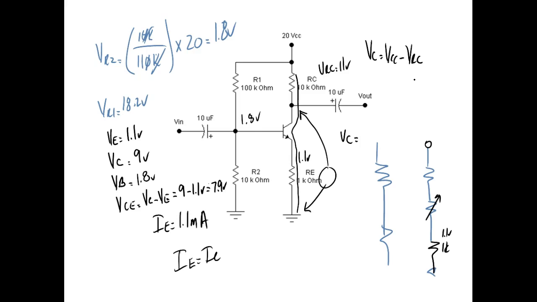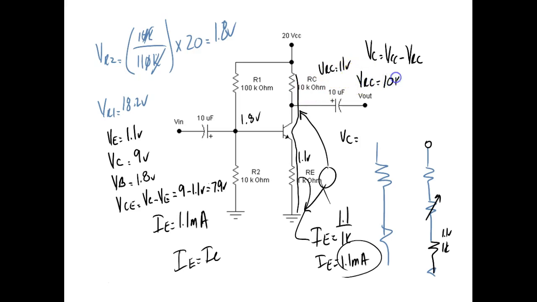We calculated IE. IE was equal to 1.1 volts divided by 1K, so IE would be equal to 1.1 milliamp. Then we say IE and IC are practically equal to each other. So we took the 1.1 milliamp and multiplied it by 10K. VRC would be equal to 10K times 1.1 milliamp, and this gives us 11 volts. Right, Brandon? You okay? So what laws did we use?